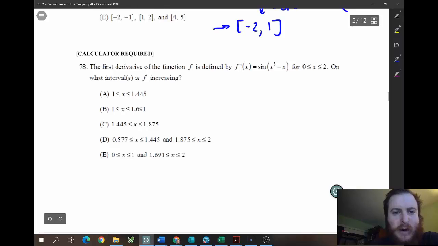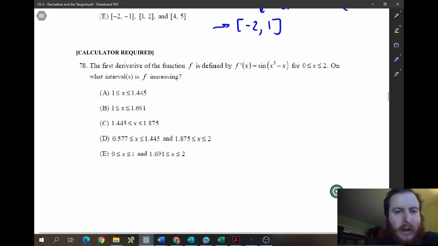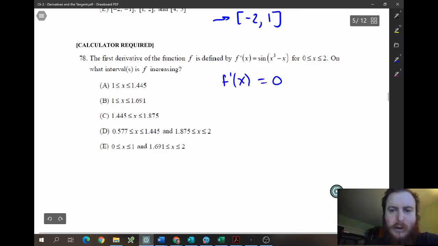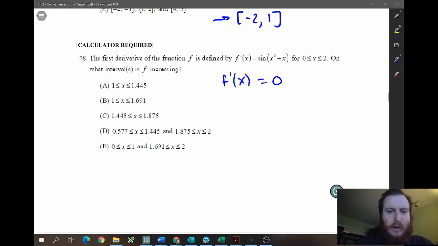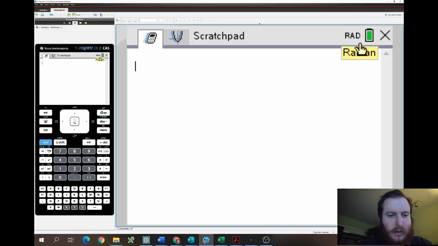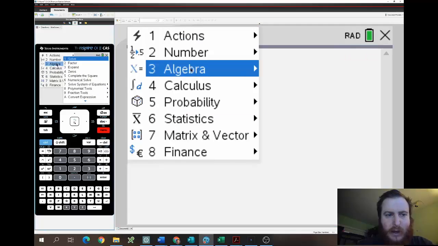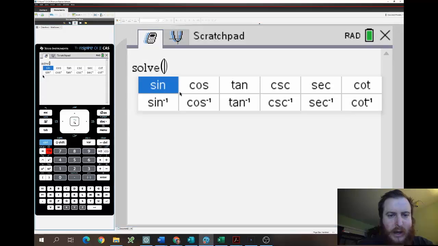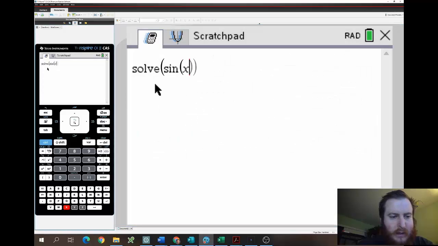Okay, the first derivative of the function f is defined by f prime of x equals sine of x cubed minus x. On what intervals is f increasing? So this is a calculator question. First step is going to be to take f prime of x, set it equal to 0. On our calculator, we're going to do that with our solve button. So we're going to go to menu, algebra, solve, and then we had sine of x cubed minus x.